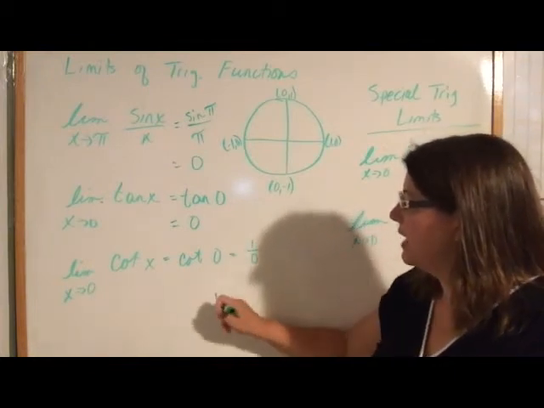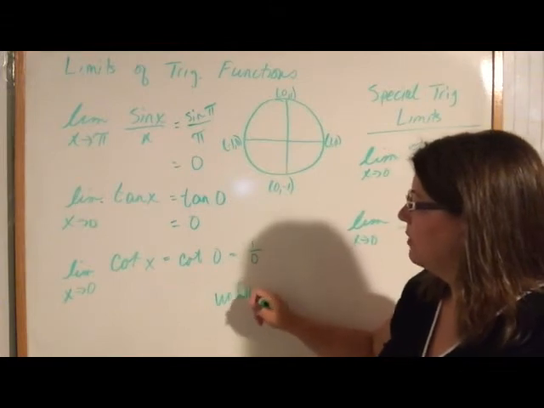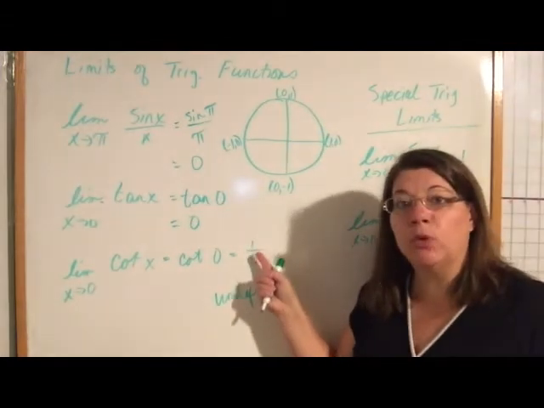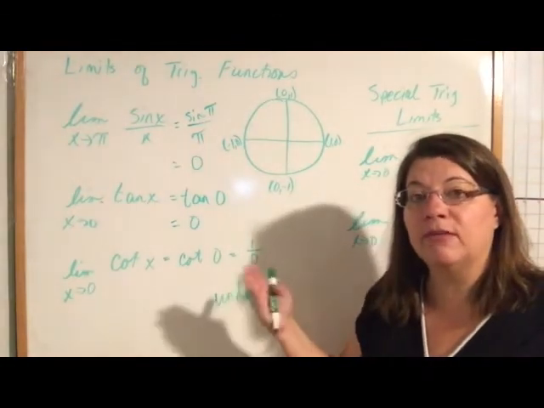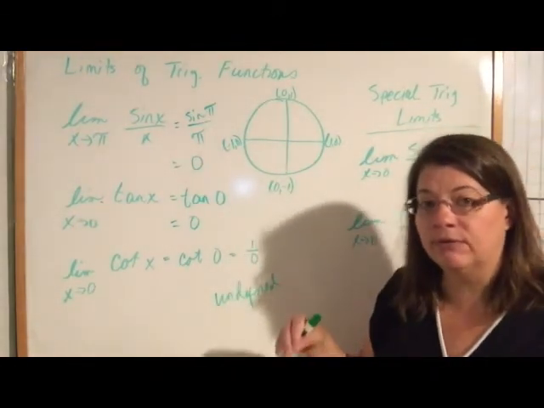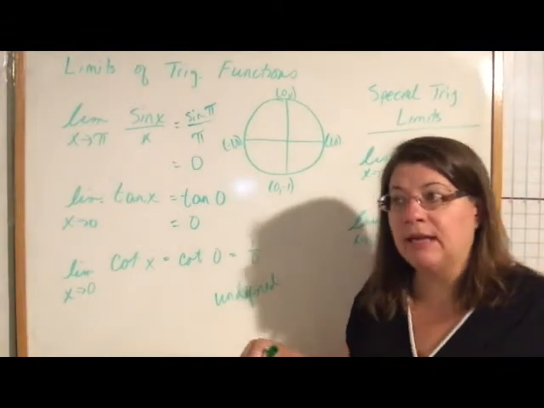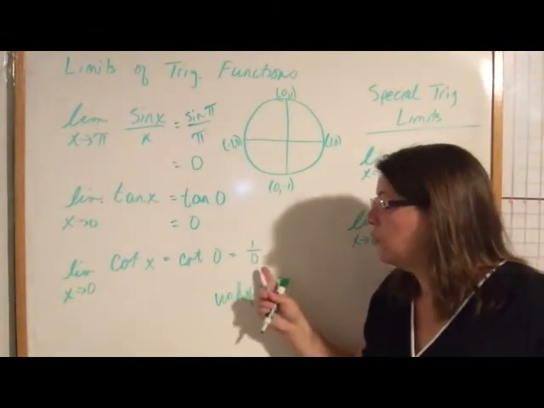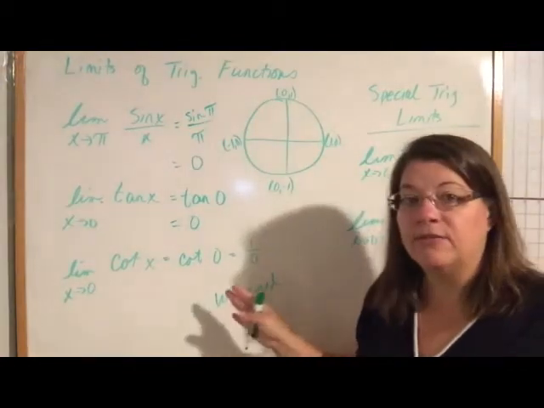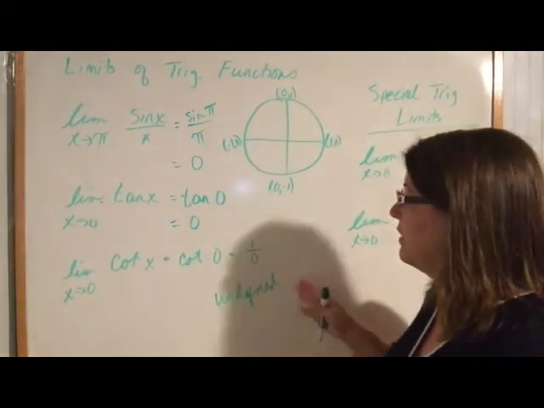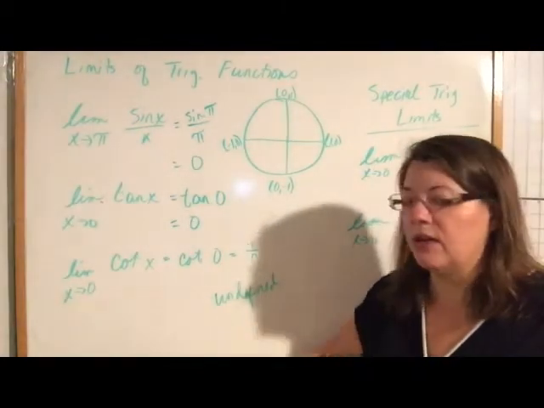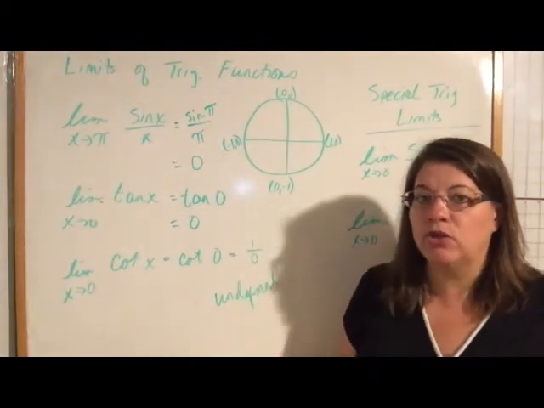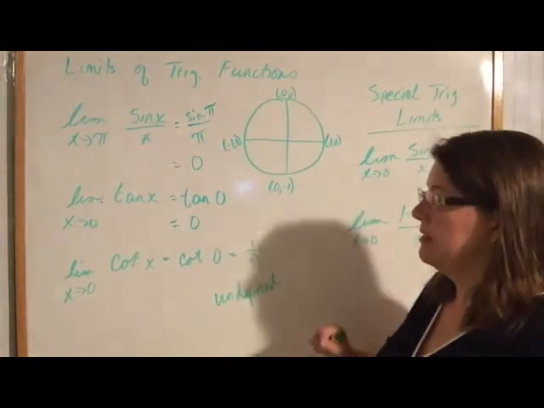That is undefined. And that is not an indeterminate form, okay? Indeterminate form would have been 0 over 0, or infinity over infinity, negative infinity over infinity, maybe an infinity over 0. So this is not an indeterminate form. This is a function that's undefined. This function is undefined at cotangent of 0. So undefined is a perfectly fine answer to have when you're dealing with limits.